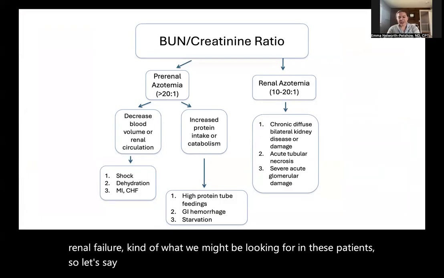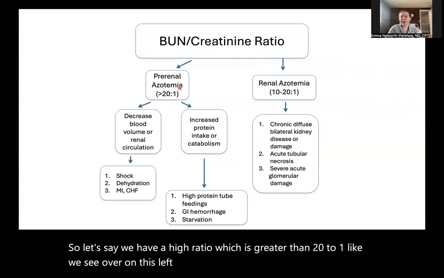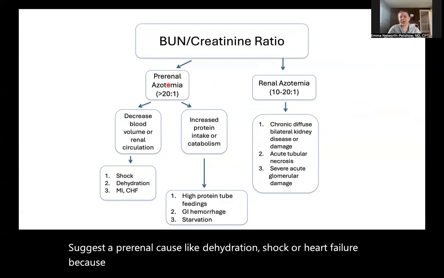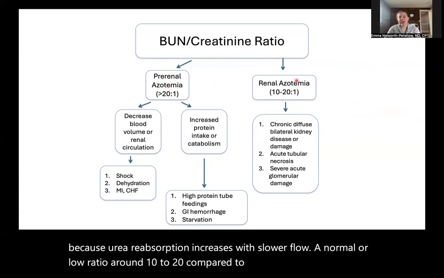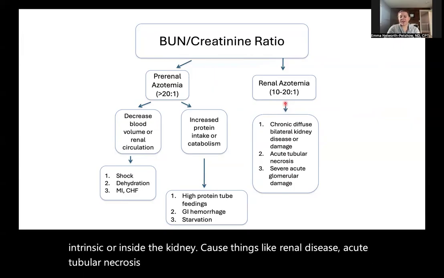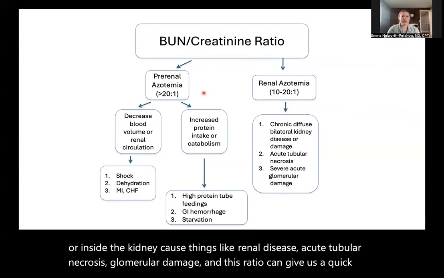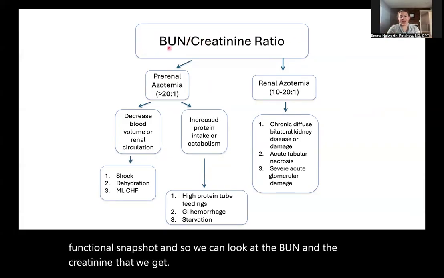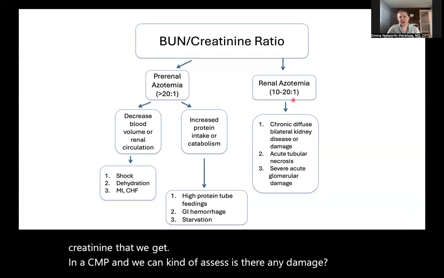So let's say we have a high ratio, which is greater than 20 to 1, like we see over on this left side. That suggests a pre-renal cause, like dehydration, shock, or heart failure, because urea reabsorption increases with slower flow. A normal or low ratio, around 10 to 20 compared to 1, points towards an intrinsic, or inside the kidney, cause: things like renal disease, acute tubular necrosis, glomerular damage. This ratio can give us a quick functional snapshot. We can look at the BUN and the creatinine that we get in a CMP and assess, is there any damage happening to our kidneys?